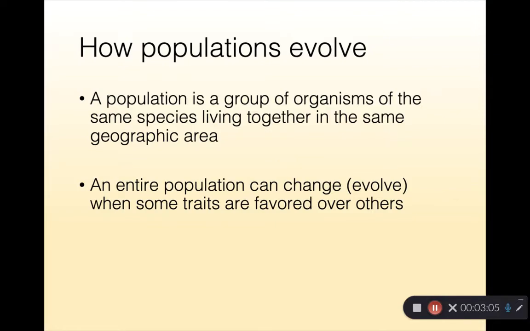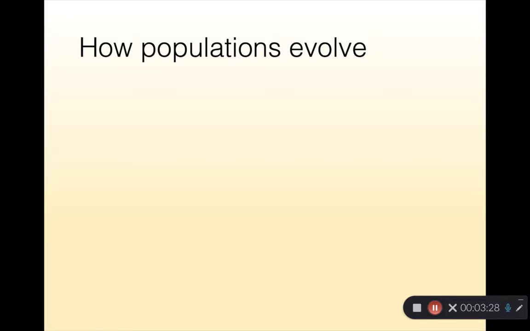And when we're talking about evolution, we're talking about how an entire population can evolve only when some traits are favored over others. The example and case study given to you in your book is looking at drug resistance. We're going to dig deeper into that in a little bit, but for now, just keep that in the back of your mind as the case study.